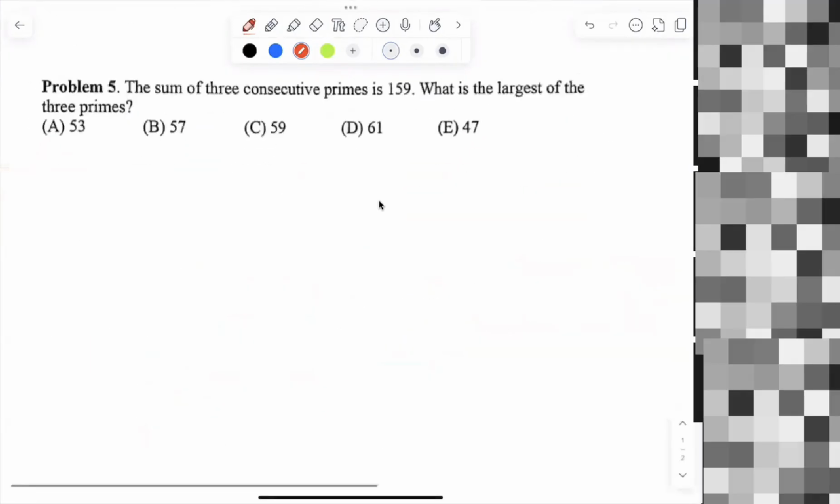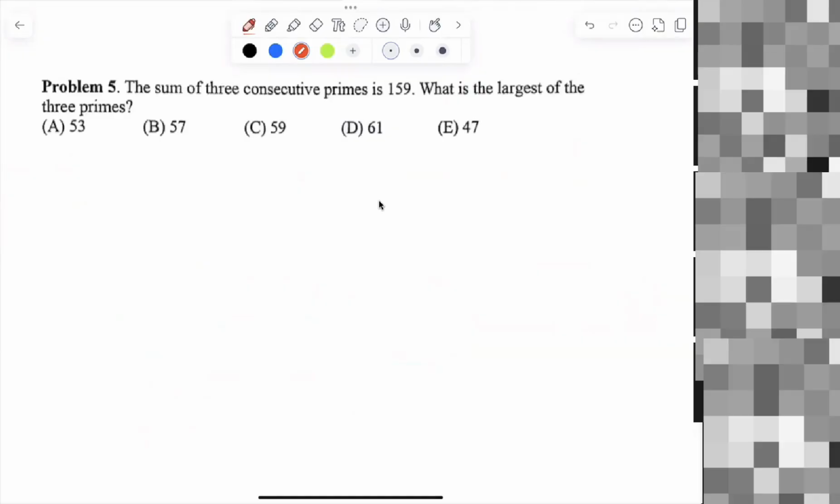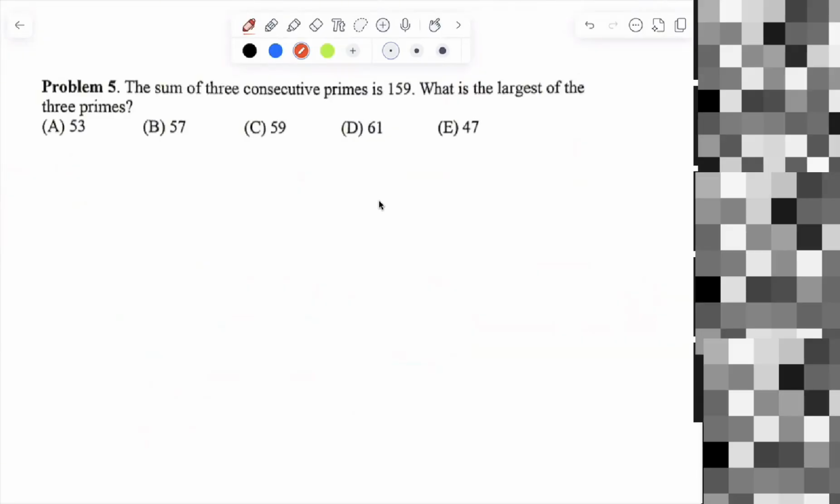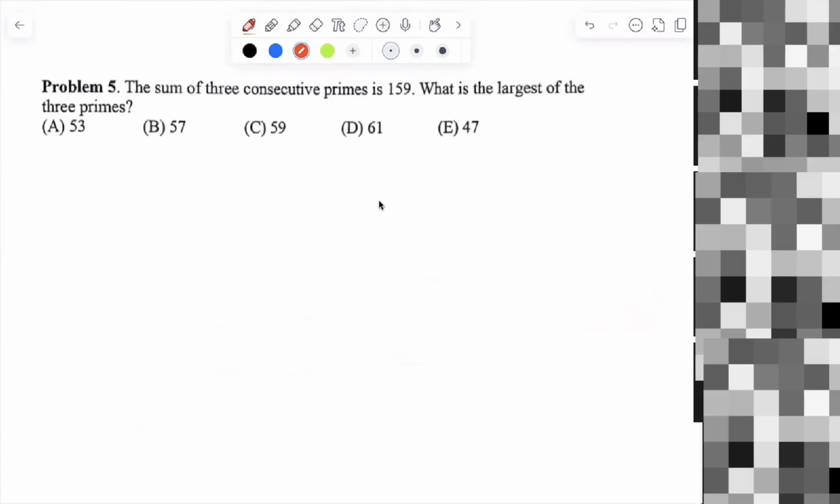Now on to problem 5. The sum of three consecutive primes is 159. What is the largest of the three primes? Let's try this question and tell me the answer through chat.